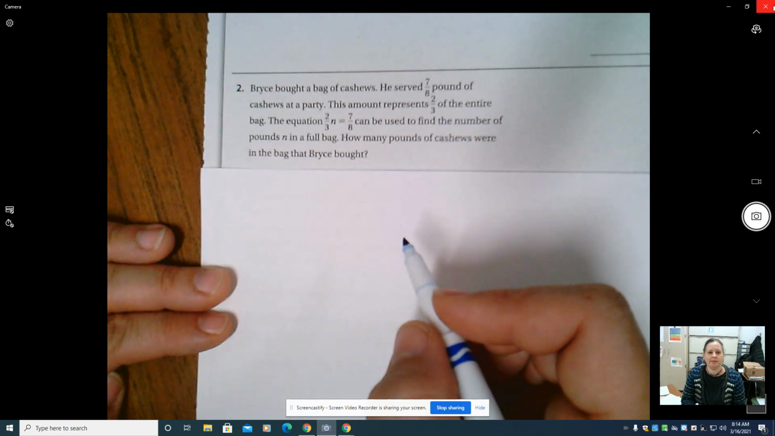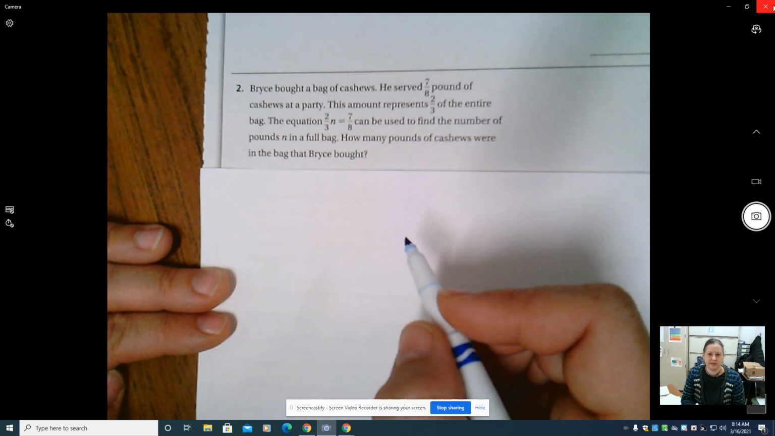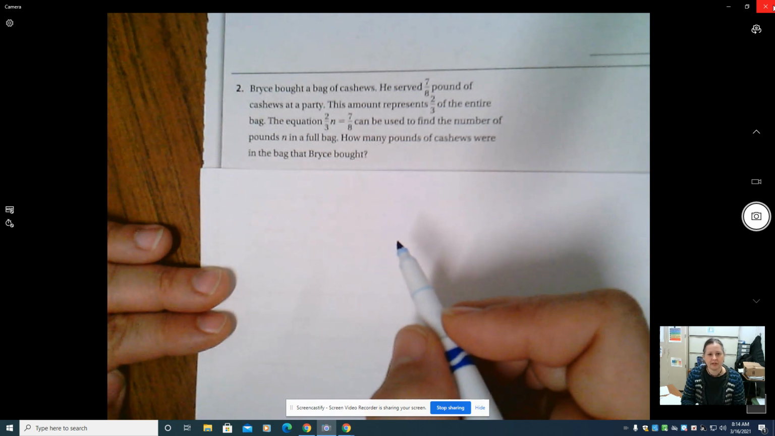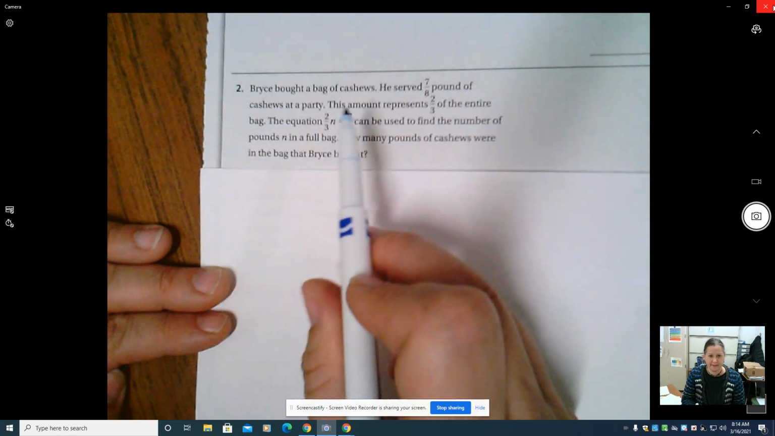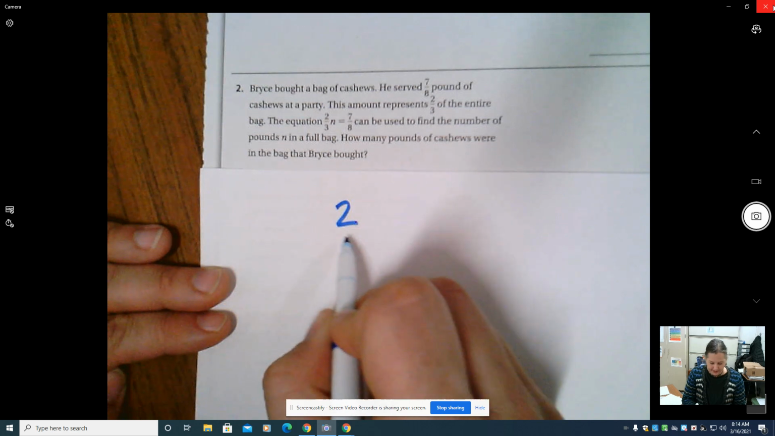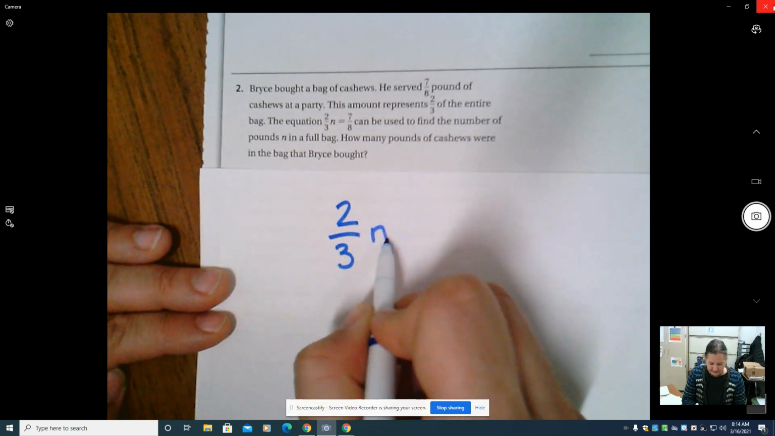It says Bryce bought a bag of cashews. He served 7/8 pound of cashews at a party. This amount represents 2/3 of the entire bag. The equation 2/3 n equals 7/8 can be used to find the number of pounds n in a full bag. How many pounds of cashews were in the bag that Bryce bought? So we find our equation, first step. This equation can be used. We write the equation down. May not skip this step.